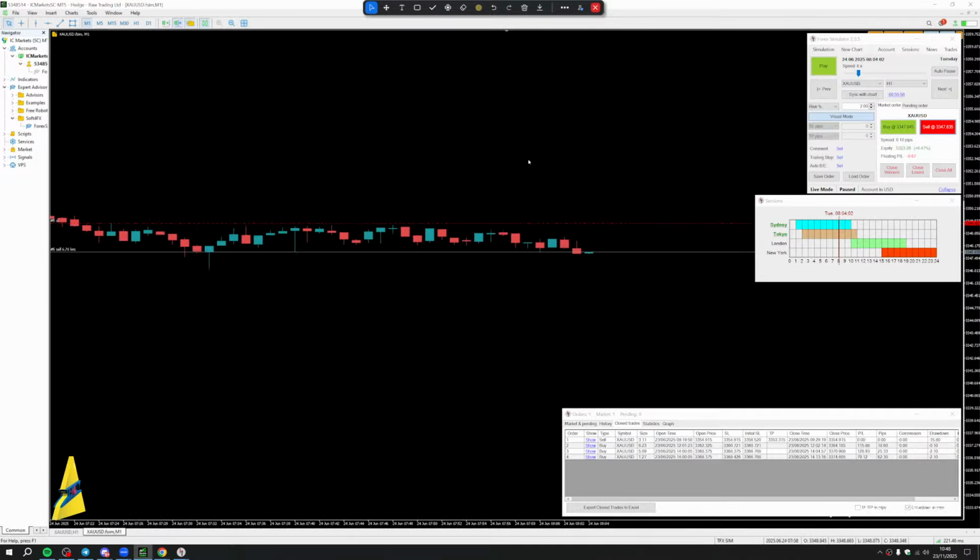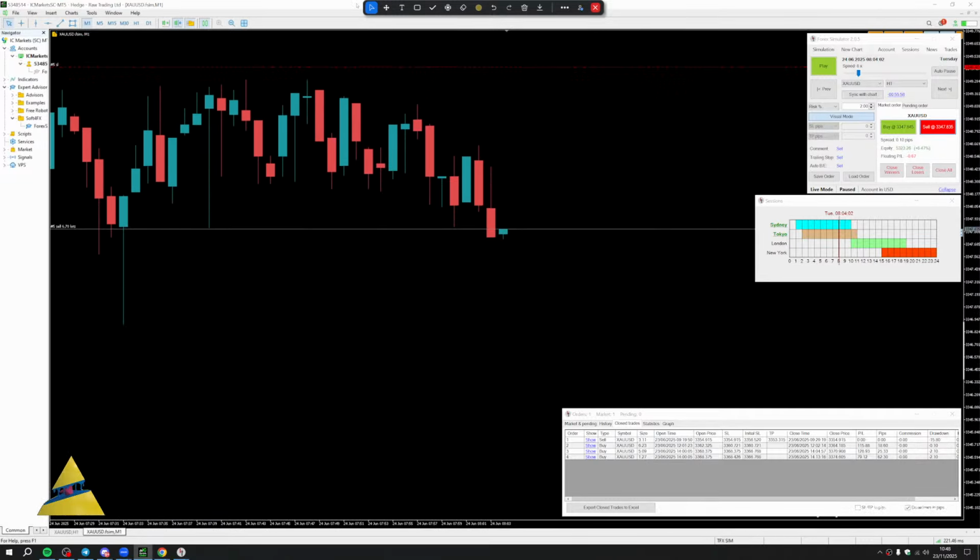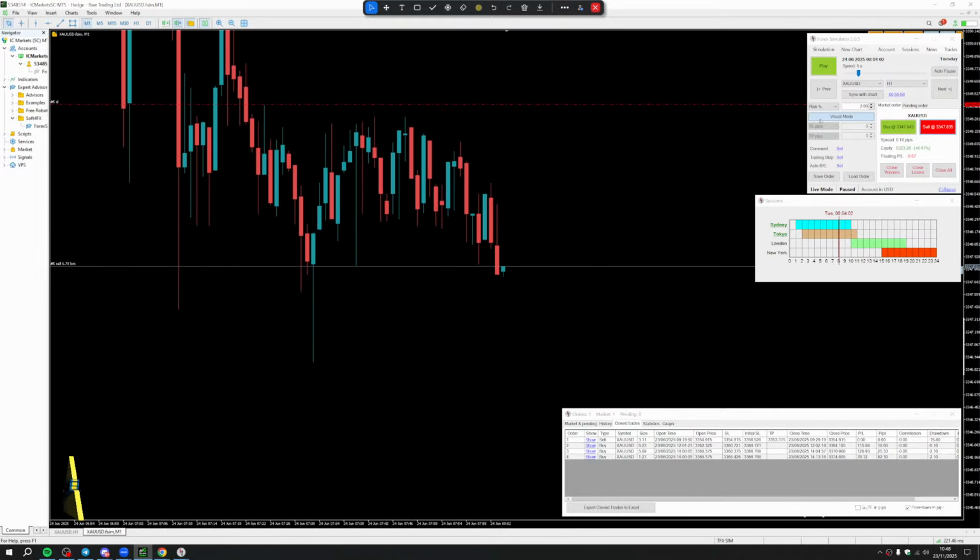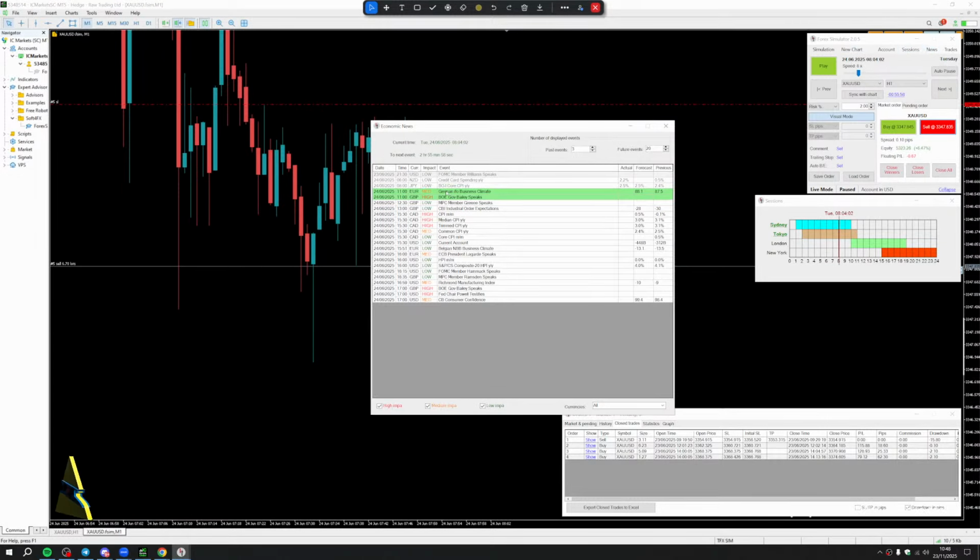But what we got to do next is look at why price is moving down so heavy right now. Let's see if there's anything on the news. Canadian dollar, USD, Euro, US dollar. No, it doesn't look like we have anything over here.